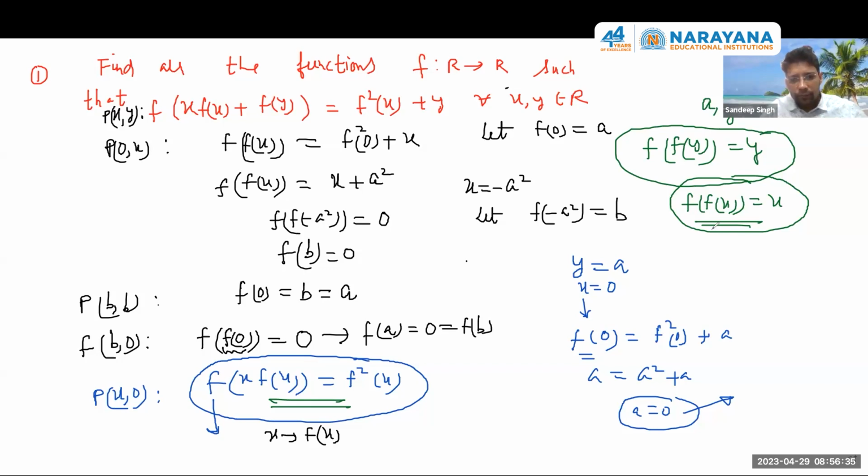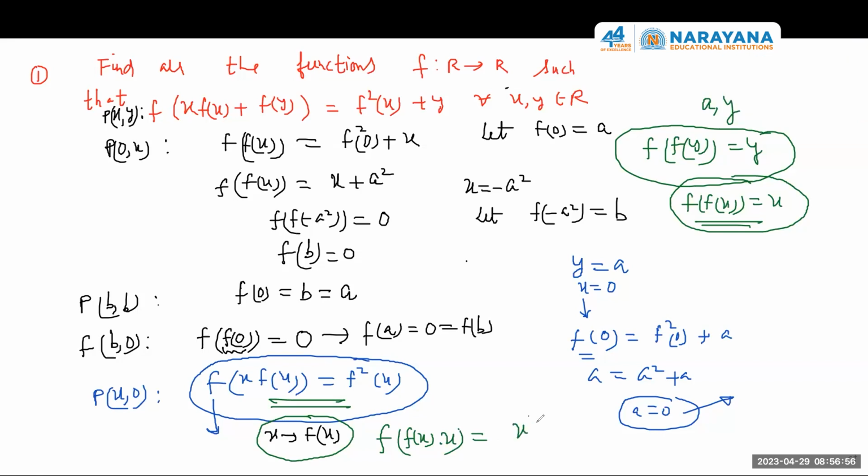If we put x equals f of x here, I can replace x by f of x. I think this will work, no? Because it will come f of f of x, x to f of x, and then f of f of x. And f of f of x is x, and this is equal to x square, x f of x. Correct, x square.